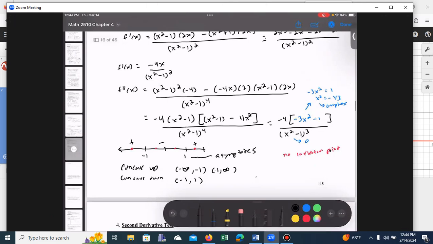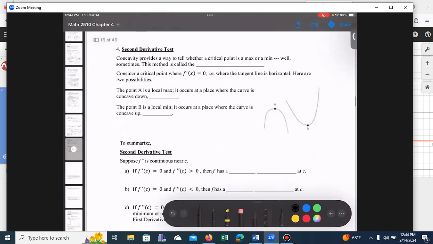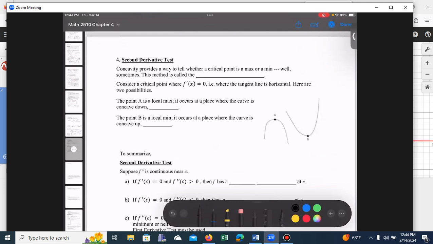So now let's move on to the next section of this. And this is called the second derivative test. Concavity provides a way to tell whether a critical point is a max or min. Sometimes. This method is called the concavity test. And we can tell the points for where the first derivative equals 0. So where your possible max or mins are, we look at those points.